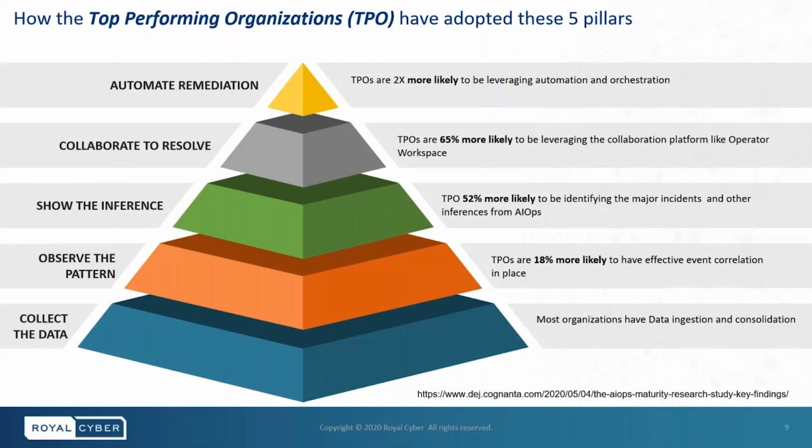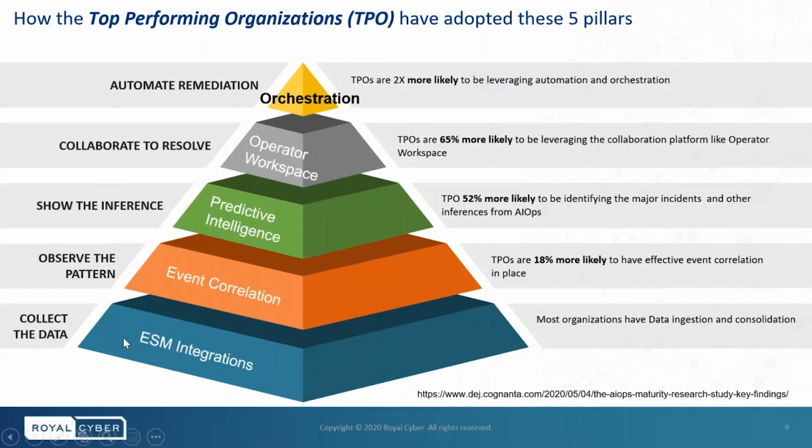Top performing, according to this company, is about 20% of the companies, which are on their 1100 assessments they have done. And automate to remediation is like, once we have done this core AIOps, their ability to automate substantially increases. So essentially, what it brings in: ITSM integration, event correlation, ability to have a well-defined predictive intelligence, operator workspace, and orchestration. Right. So that's the thing.